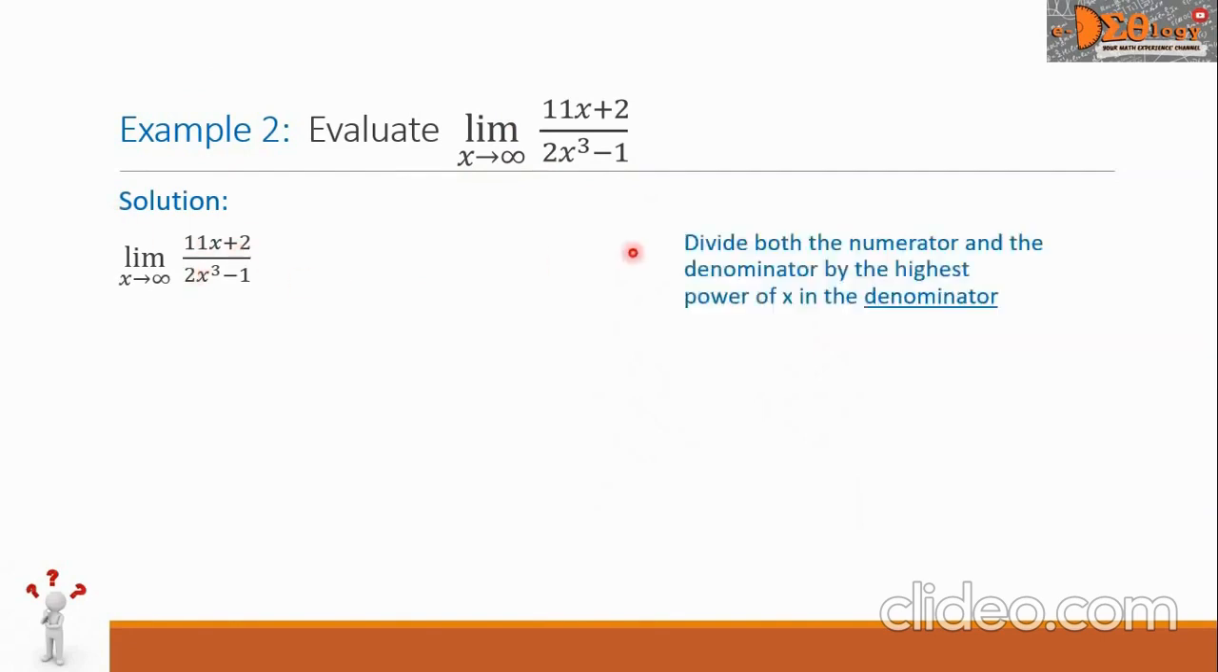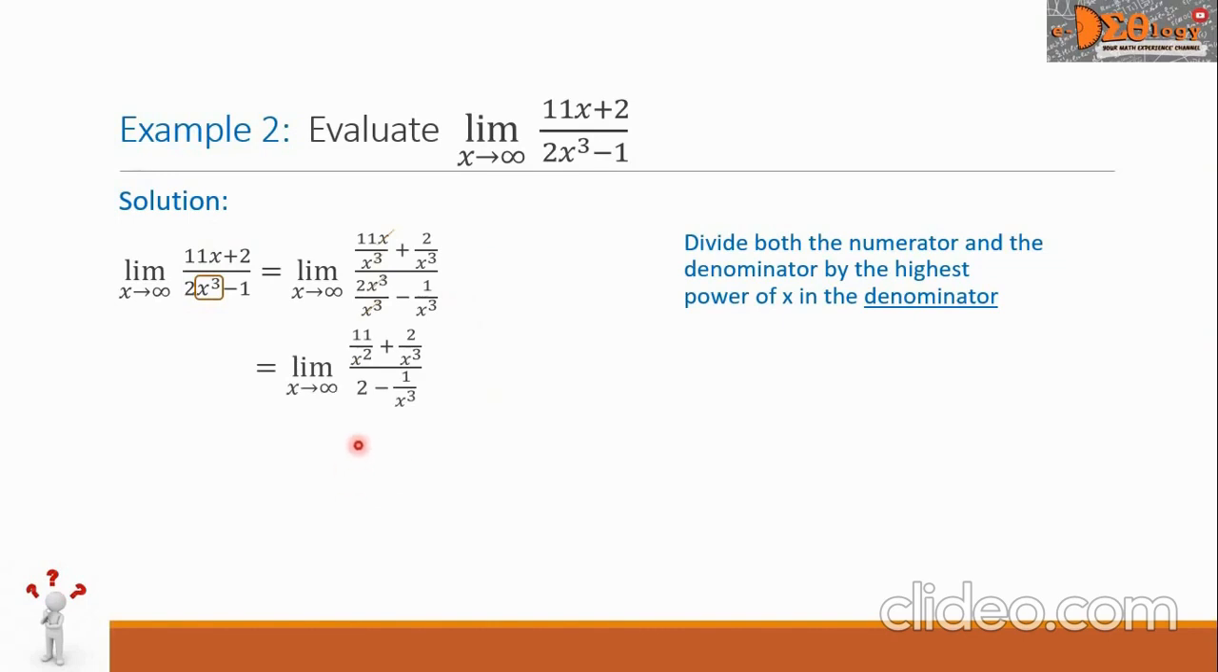And as the rule says, let us divide both the numerator and the denominator by the highest power of x in the denominator. Let us observe that we have x cubed as the highest power in the denominator. So we are going to divide each term of the numerator and the denominator by x cubed. So we will have this expression now. And then let us cancel some terms that can be cancelled, and rewrite the new expression to be like this.